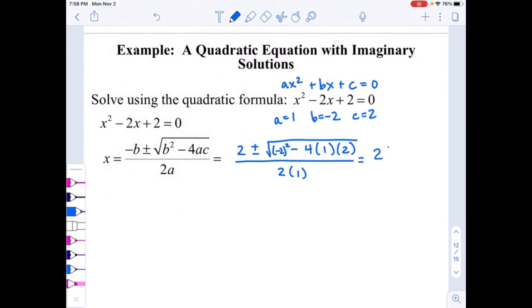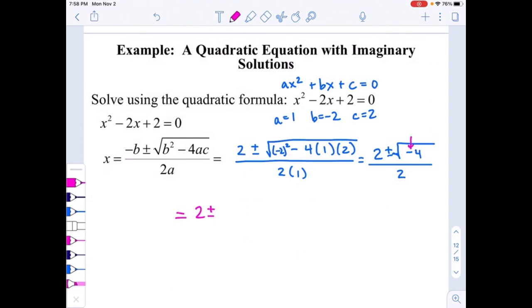So that means we have 2 plus or minus the square root of, let's see what we have. That negative 2 squared was a positive 4. Minus 4 times 1 times 2. 4 times 1 times 2 is 8. So 4 minus 8, that's going to give us a negative 4 stuck on the inside there. And then we're dividing by 2 times 1, which gives us 2. Well, if I have a square root of a negative 4, let's see if we can simplify that down a little bit more. That's going to give us 2 plus or minus.